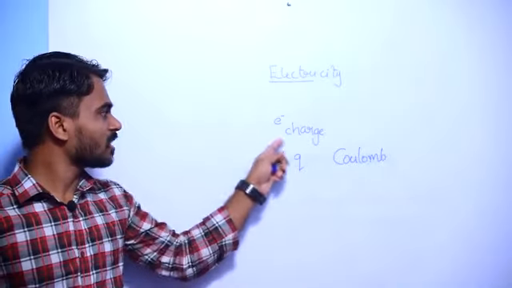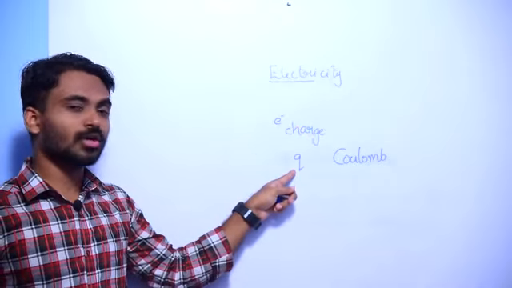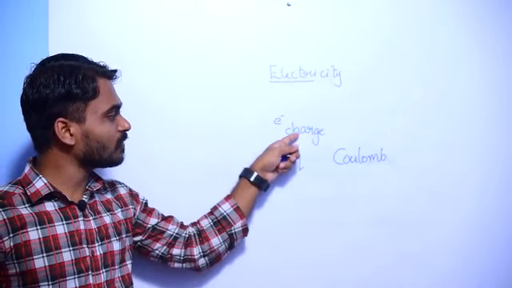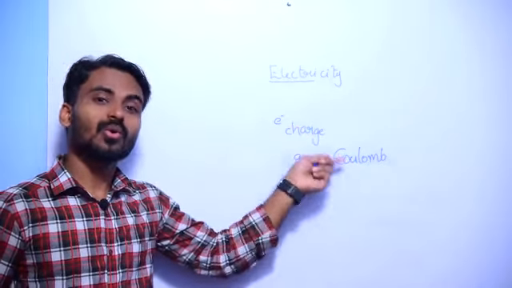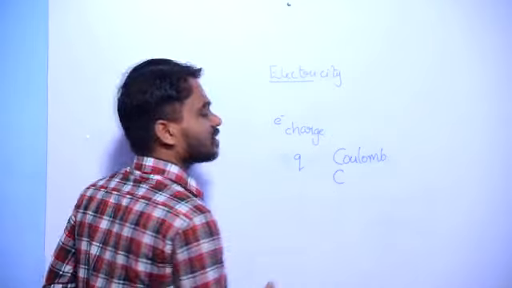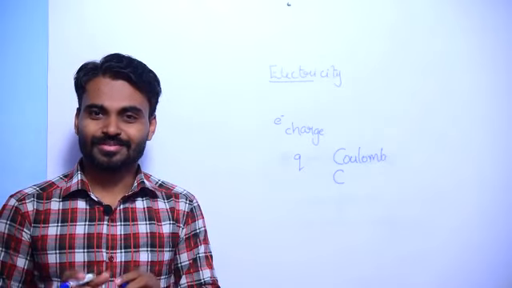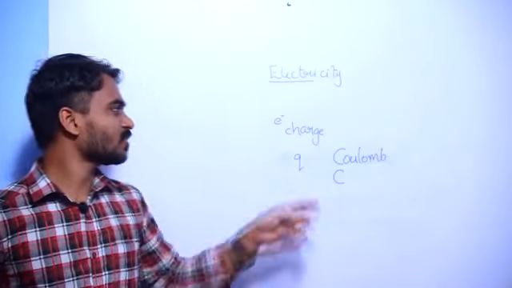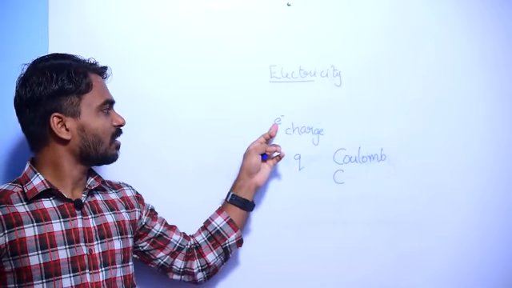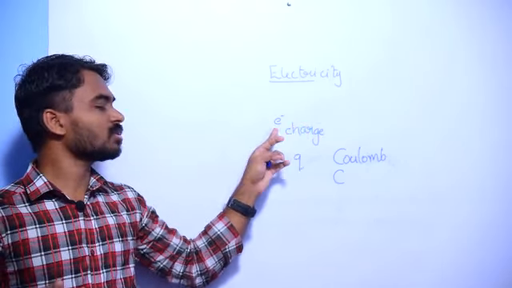So charge is represented or denoted by the letter Q, and the unit of charge is coulomb. Coulomb is represented by the capital letter C. Just look, for example, electron is our term. For denoting electron, we use e.